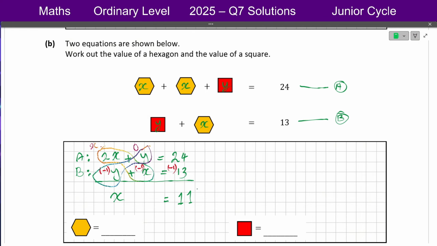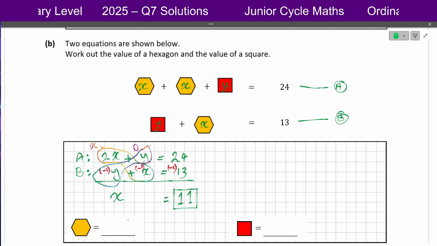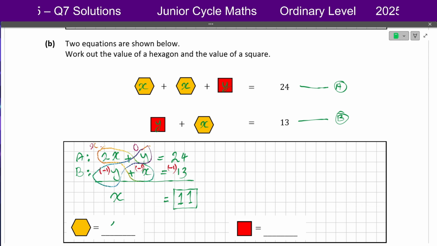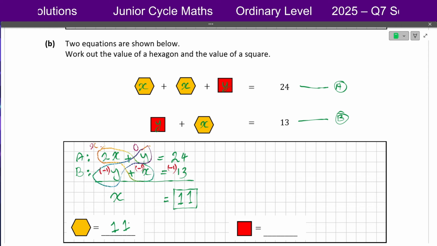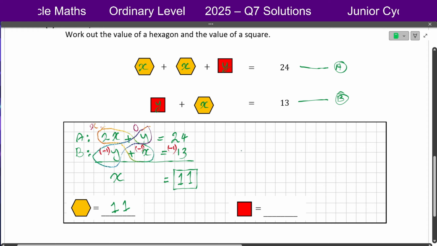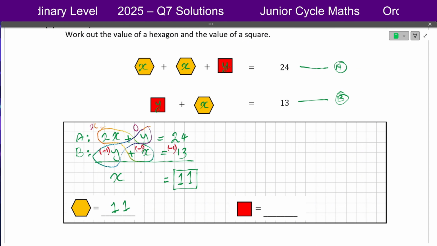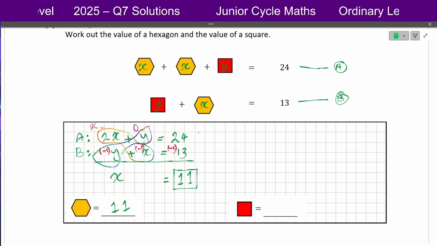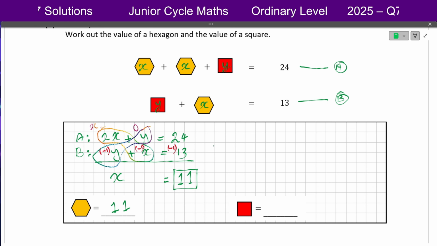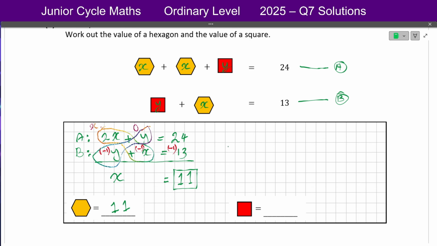So now we can say that the value of x is 11, and basically it's the value of the hexagon, right? So we can say here the number 11. And about the second shape, maybe we can use the value of x here and substitute it into one of those two equations to calculate the value of variable y. So for example, maybe you can use the second equation here.